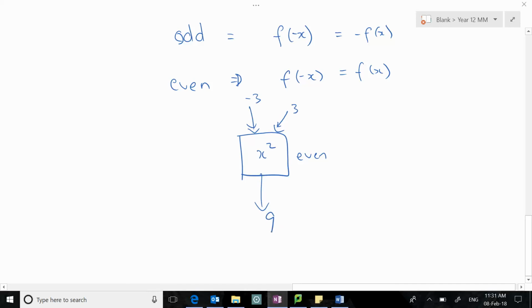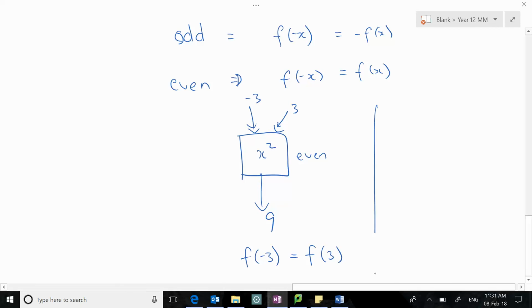Negative or positive, so negative x or positive x doesn't matter. You get f of 3 regardless. So what I'm saying there is f of -3 is the same thing as f of 3. See how this is exactly the same as what I'm writing up here? Yeah, f of -3 and f of 3, they're both 9. Same thing, so that's even.